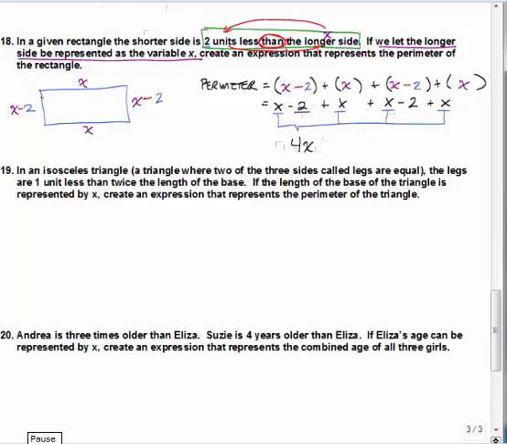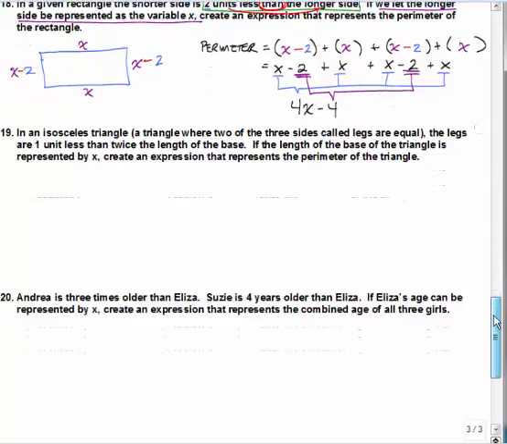And then we also have a constant, minus 2 and minus 2. Those are both like terms also. So negative 2 and negative 2, if we add those together, that's a negative 4. So the final answer, 4x minus 4, would be an expression that represents the perimeter of the rectangle.